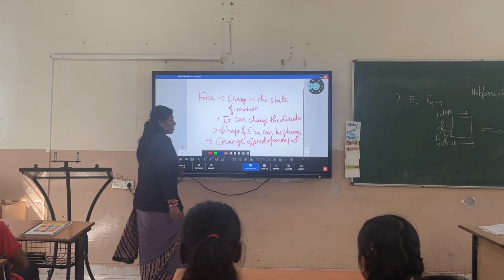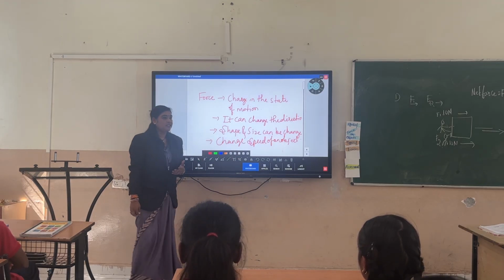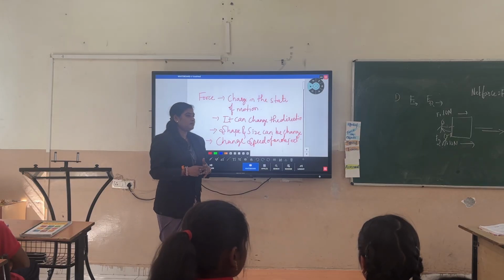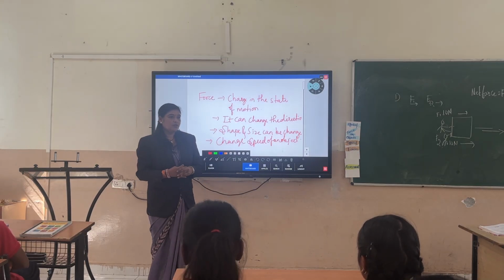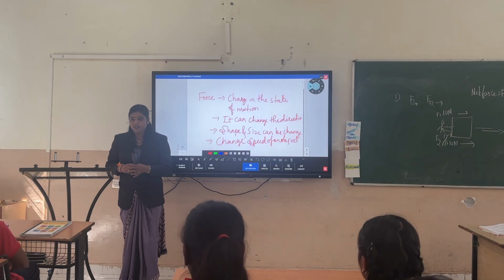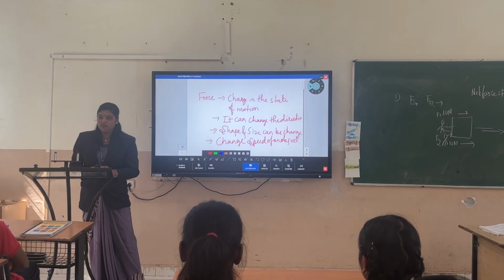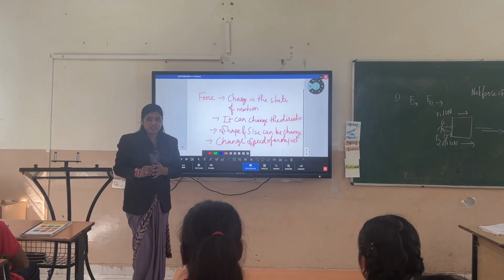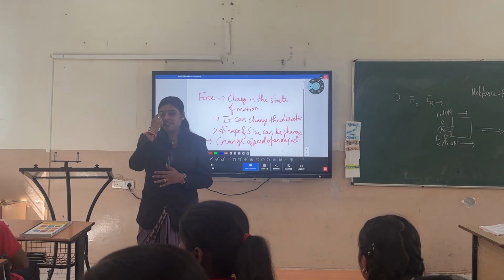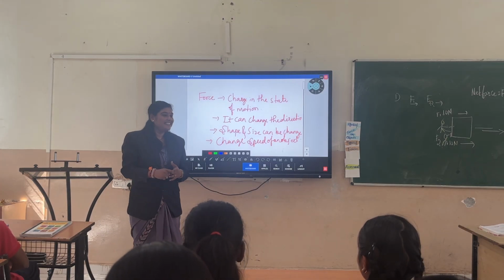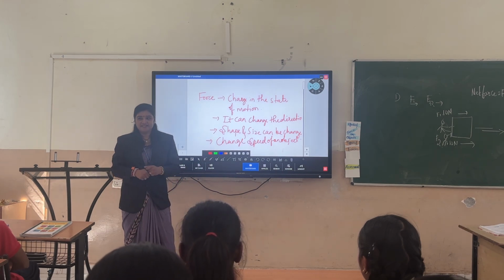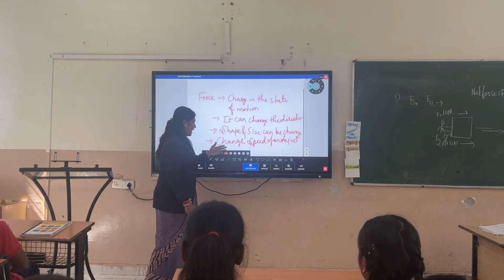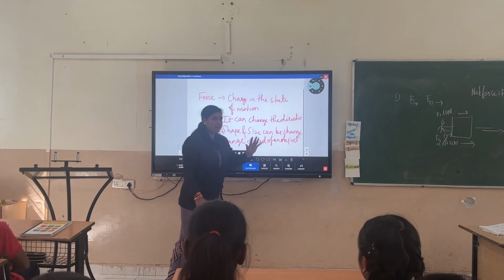Next one is shape and size can be changed. While preparing dough, while playing with clay modeling, when we blow a balloon, it changes into another shape. Chewing the chewing gum. Very good. Stretching the rubber band. Nice. Okay, very good.